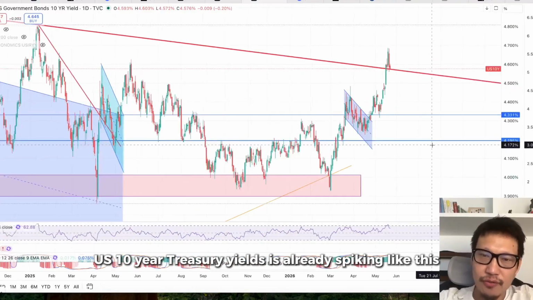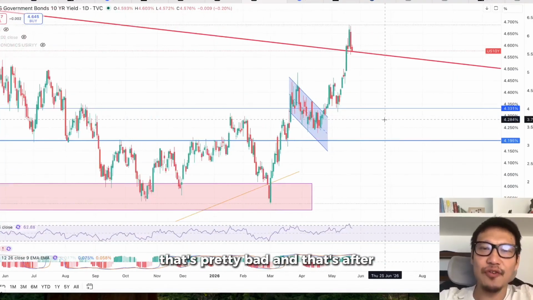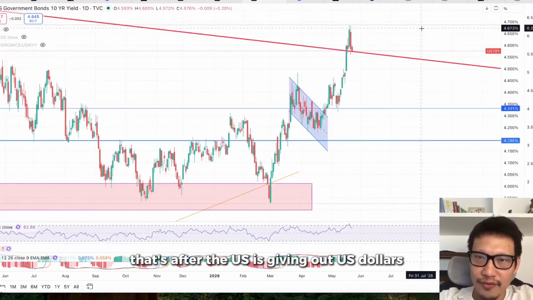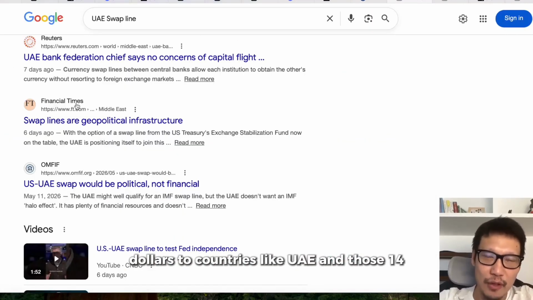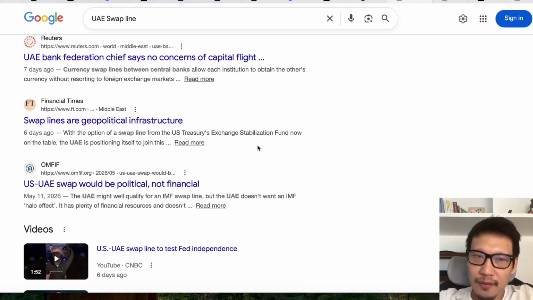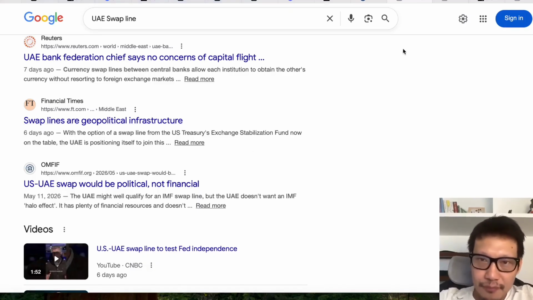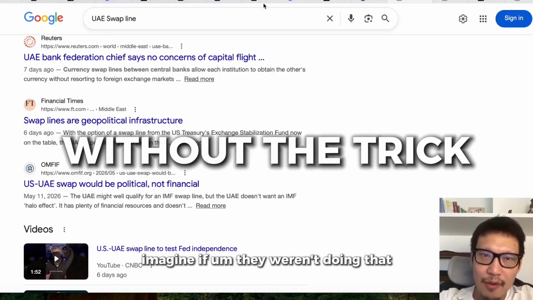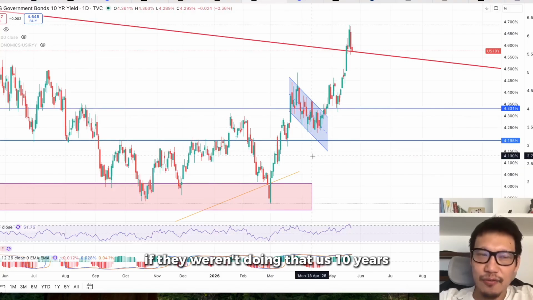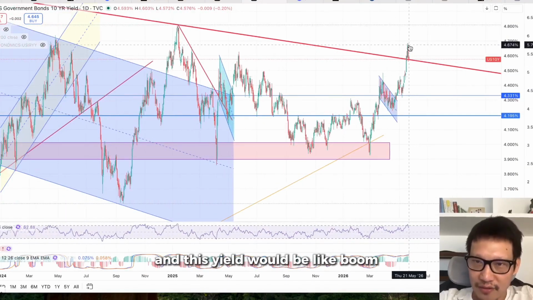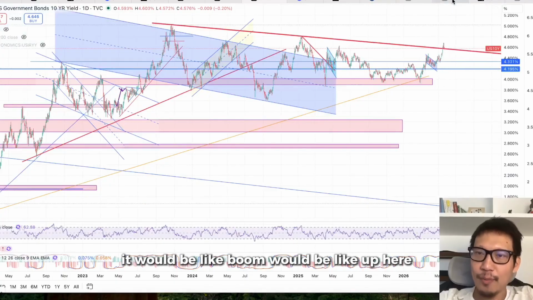US 10-year Treasury yields are already spiking like this. That's pretty bad, and that's after the US is swapping and giving out US dollars to countries like UAE and those 14 other countries. Imagine if they weren't doing that. US 10-year and 30-year bonds would crash, and this yield would be way up, like boom, up here.